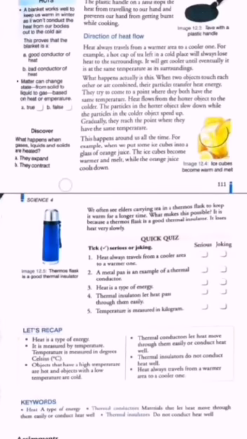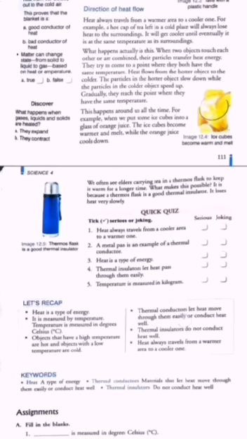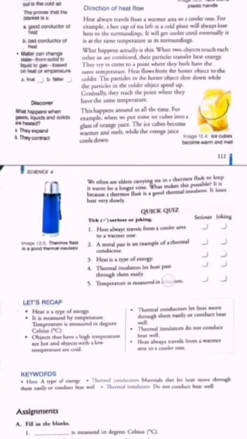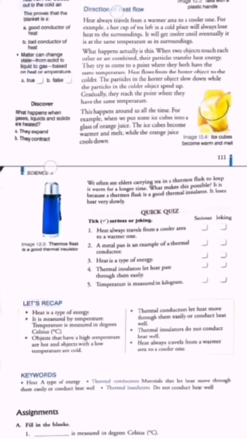So let us read this without wasting much time. Open up page number 111 of your books. Let's read this topic. Direction of heat flow. Heat always travels from a warmer area to a cooler one. So heat always travels from a warmer area to a cooler one. For example, a hot cup of tea left in a cold place will always lose heat to the surrounding.